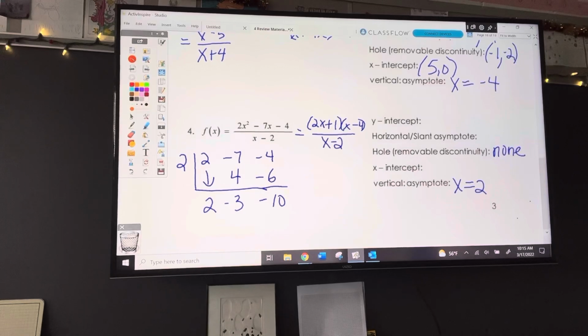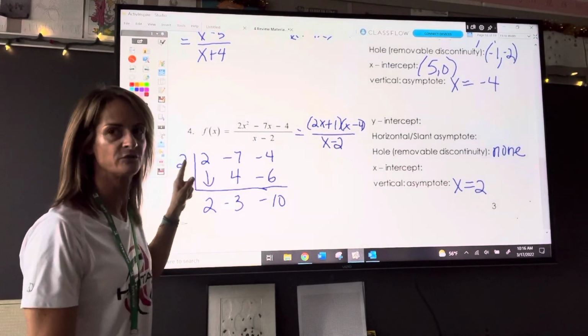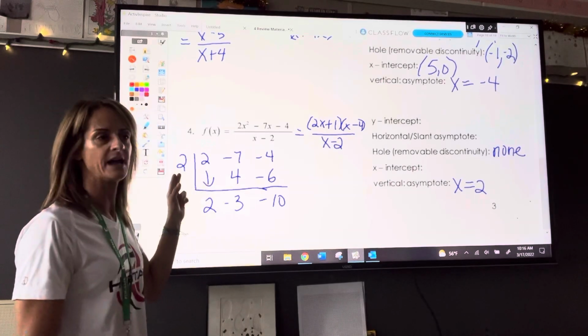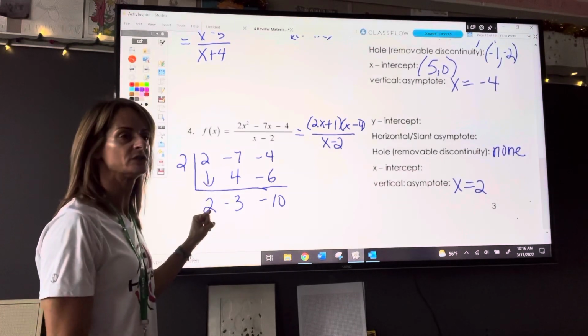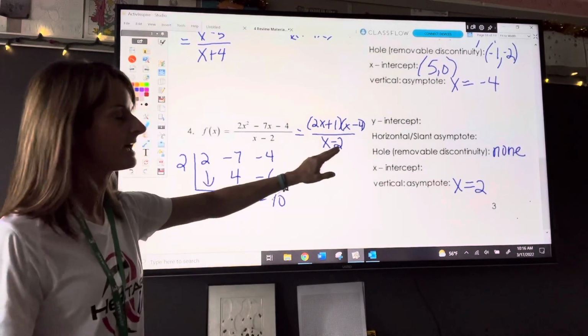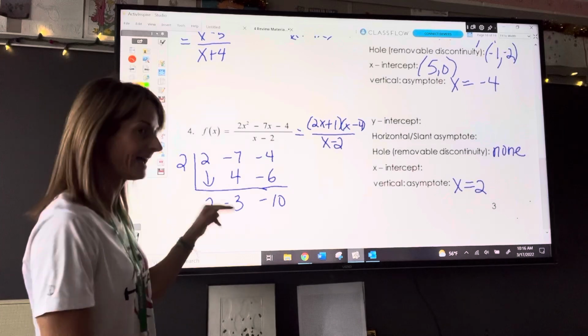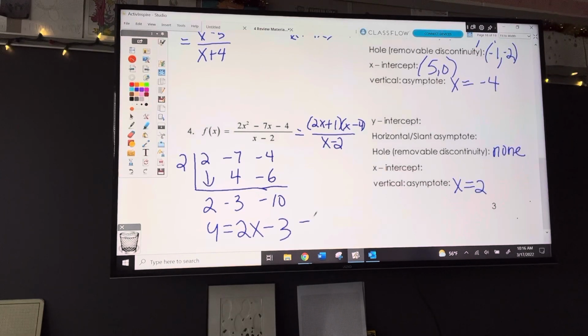And what this means is we've divided, this 2 was the leading coefficient for 2x squared. We just divided an x out. So we divided an x out. This 2 is now the leading coefficient for not x squared anymore, it's just for x. So the slant asymptote is at y equals 2x, and then minus 3. The minus 10 at the end, I'm just going to show you what this means, but you don't need it right now.